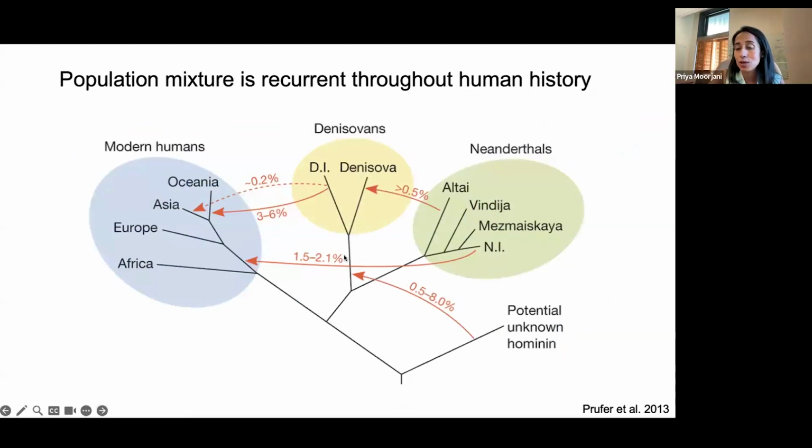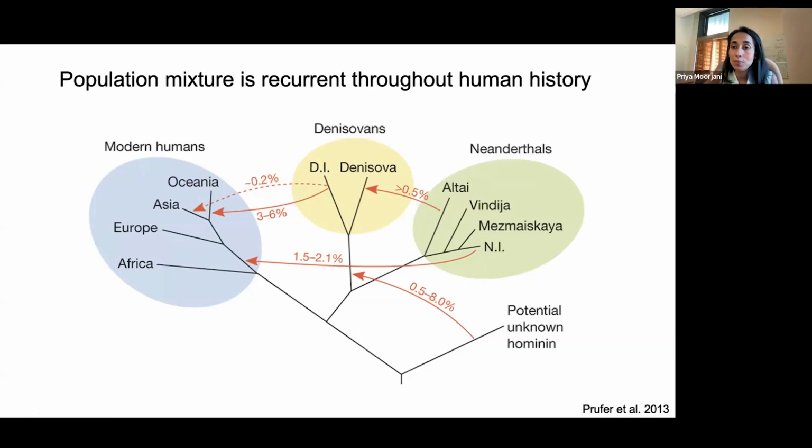However, admixture or gene flow is a recurrent theme in our history. We have just started to learn about this from looking at a few examples, but actually our history is full of these mixture events, where you see that there has been gene flow between modern humans and Neanderthals and Denisovans, but there's also evidence of gene flow between Neanderthals and Denisovans, and there's also possibly some evidence of a deep lineage in Denisovans that may also be present in our genome.